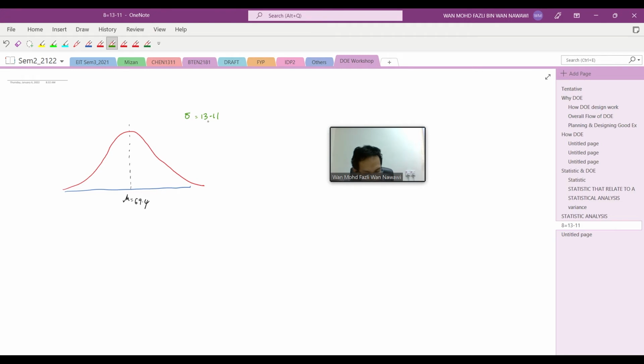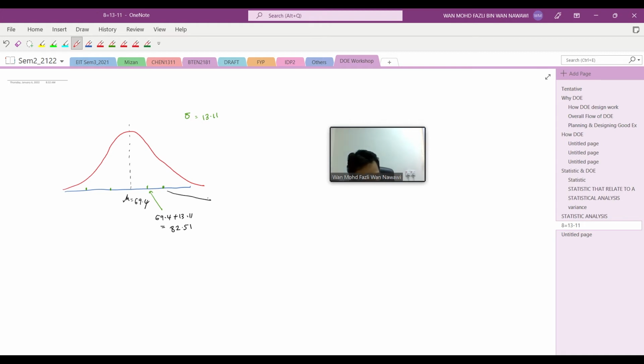So what does this 13.11 mean? It means that one standard deviation is here, this is two standard deviations, this is one standard deviation, and this is two standard deviations. So it's basically 69.4 plus 13.11, and you get 82.51 in terms of exam score.